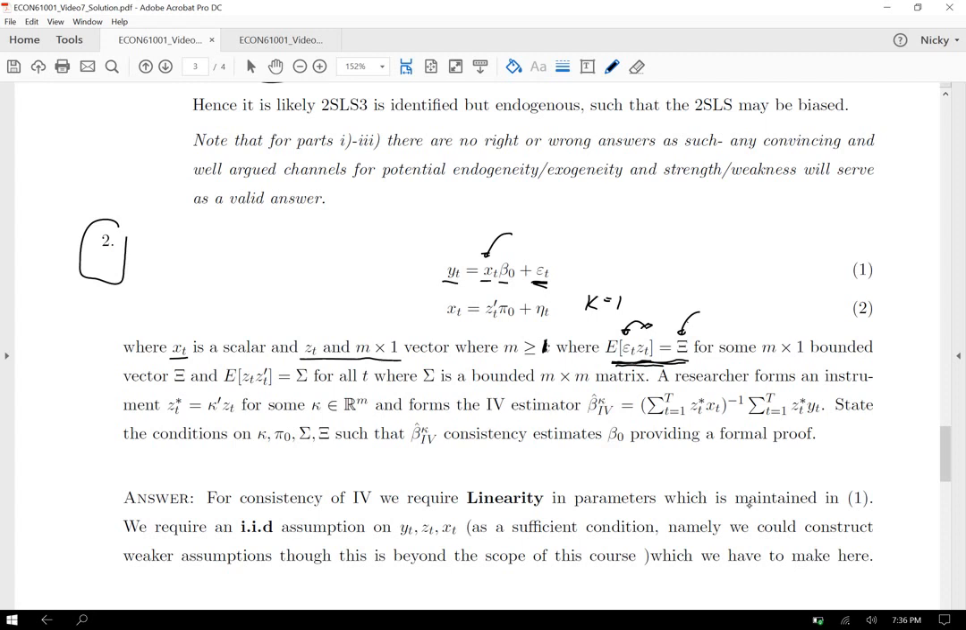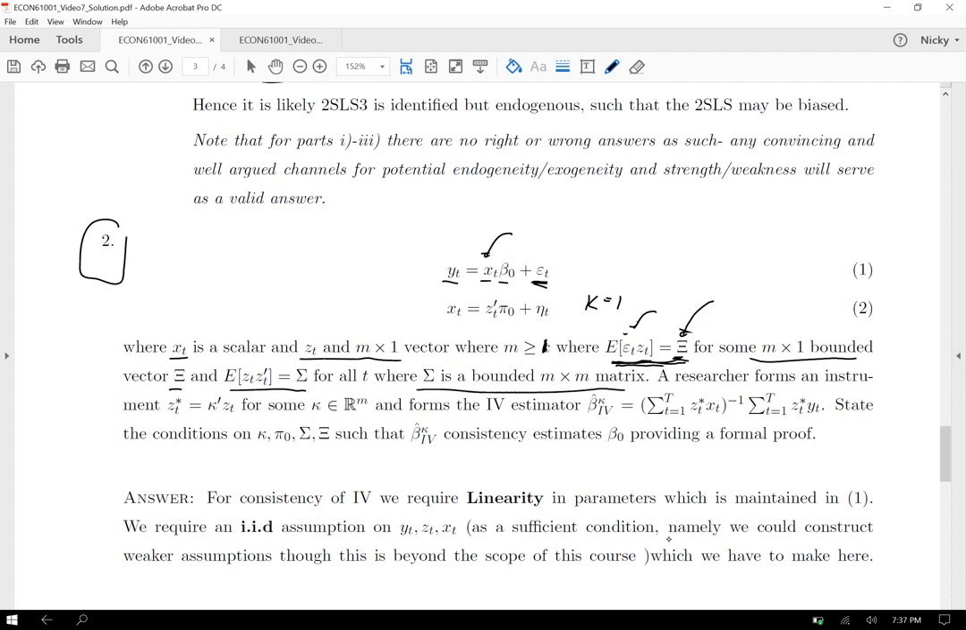But for now, all it says is that this correlation between epsilon and Z is just some m by 1 vector. So this will just be a string of numbers here. So this is just more general. It doesn't say what they are, it just says it equals some particular vector. And again, it's an m by 1 bounded vector here. We've got the covariance matrix of the instruments, call it sigma, which is an m by m bounded matrix.